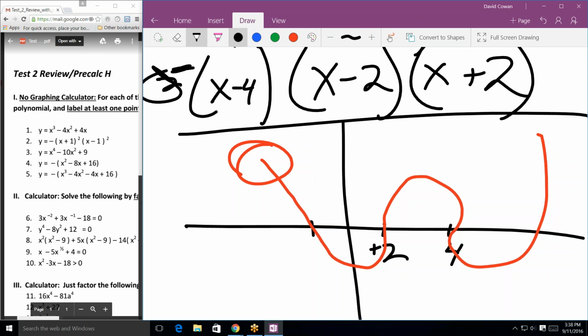Now, they want at least 1 point. Dang, what am I doing wrong here? I'm doing the wrong problem, aren't I? I think we're doing number 5. Yeah, you're right. I'm sorry. It's alright.